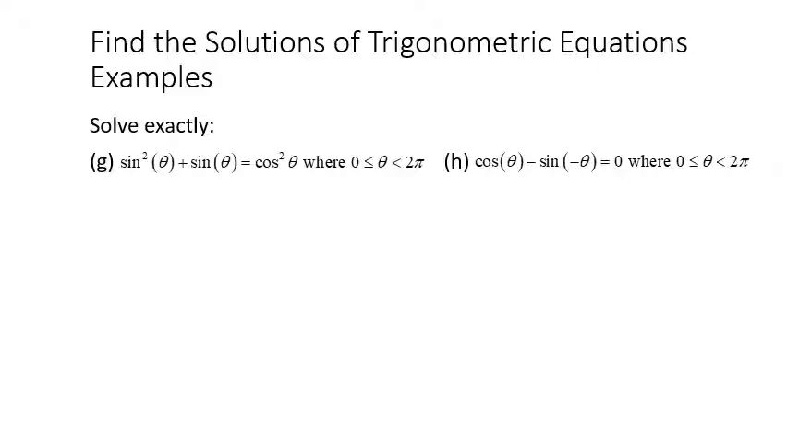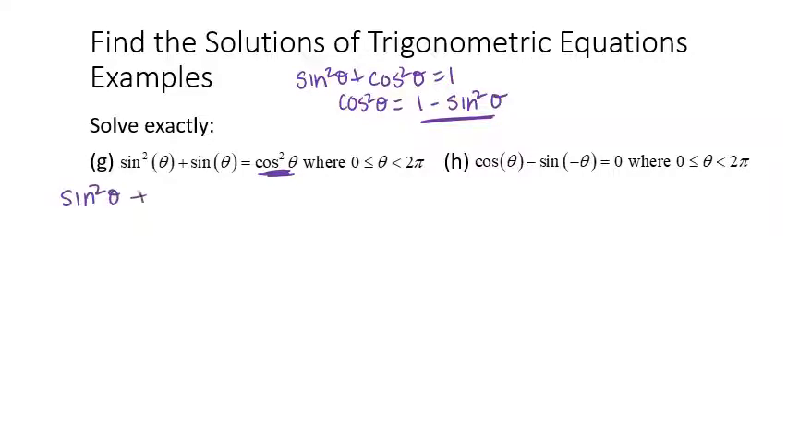So here's what I'm going to do. I'm going to look at letter G and say, well, this is a bummer. There's sines and cosines and sine squareds, oh my goodness. So I'm going to see if there's a way I can get this all in terms of sine. I know that sine squared plus cosine squared equals 1. So if I solve that for cosine squared, I get that cosine squared equals 1 minus sine squared. Sweet. So I'm going to replace this with this, so I have only sines. So I get sine squared theta plus sine theta equals 1 minus sine squared theta.